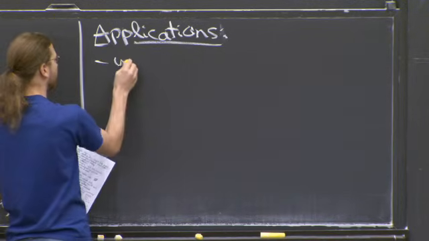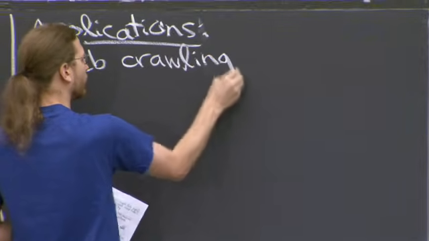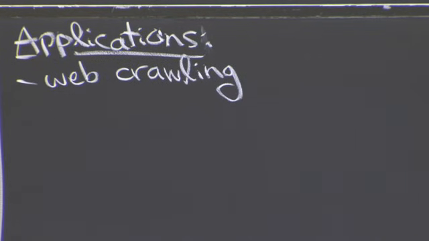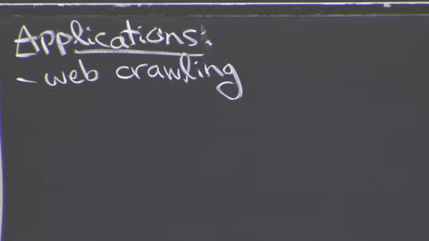So we've got web crawling. Your Google, you want to find all the pages in the web. Most people don't just tell you, hey, I've got a new page, please index it. You have to just keep following links. In the early days of the web, this was a big deal. Following links, finding everything that's out there.